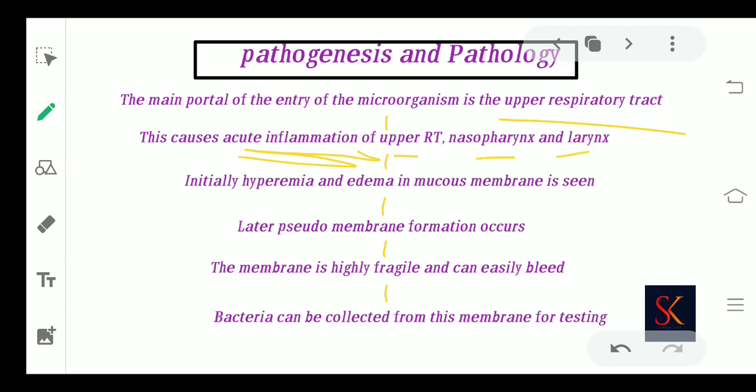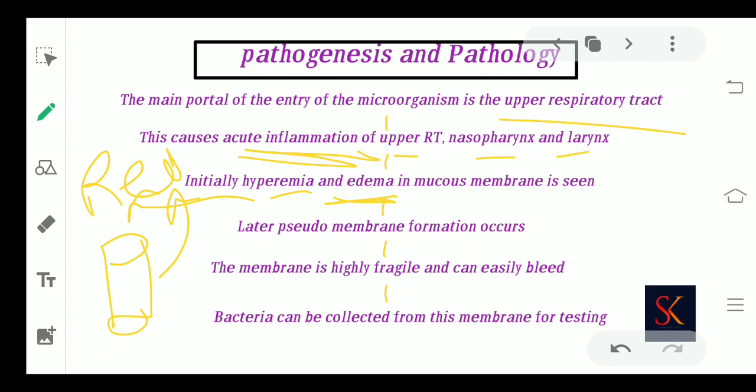Also initially hyperemia and edema in the mucous membrane will be seen. So hyperemia, I have already told you this term, that is redness. So in the mucous membrane, that means in the respiratory tract, the mucous membrane becomes red in color. Also edema is there in the mucous membrane.